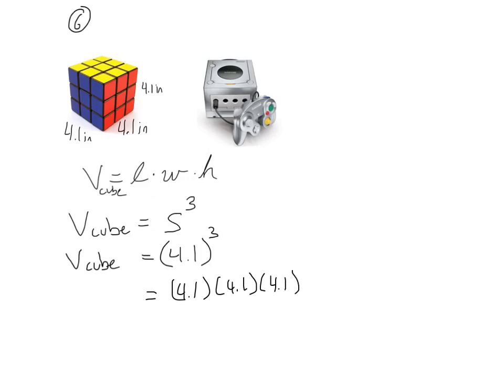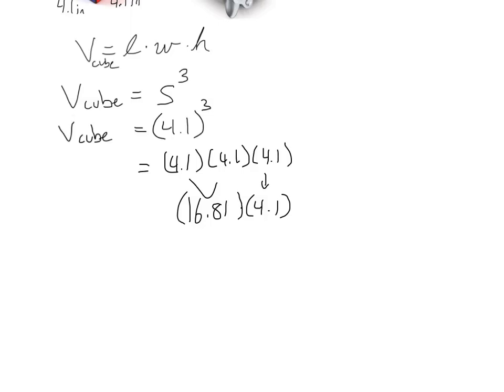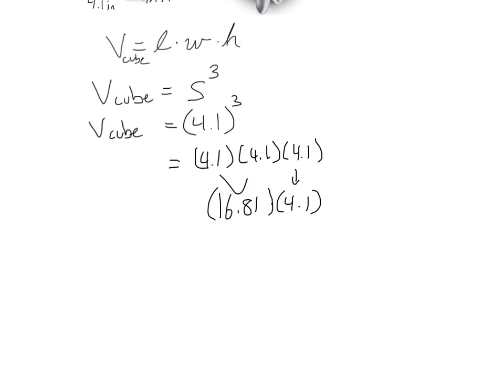And so if you do that, 4.1 times 4.1 would get you 16.81. Bring that down, times 4.1. And we just finish out by taking 16.81 times 4.1, which would, of course, get you 68.921.